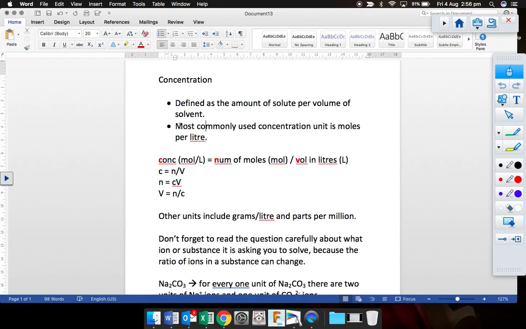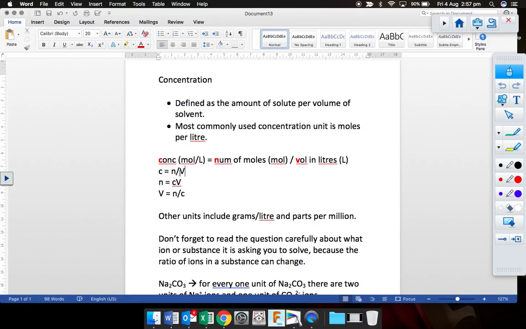The most commonly used concentration in chemistry is moles per liter. We've dealt with moles before, and liters is the unit of volume, 1,000 mL. This is the equation that we're going to deal with. Concentration in moles per liter is equal to the number of moles of substance in moles over the volume of the solution in liters. So C is equal to n divided by V, as shown here.